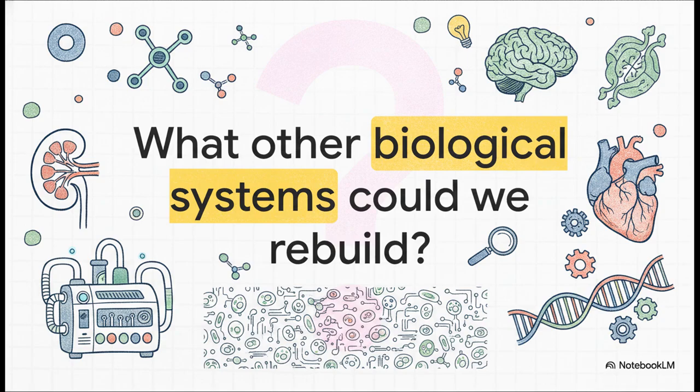And that leaves us with a pretty mind-blowing thought to end on, doesn't it? If human engineering can build a machine that flawlessly mimics the microscopic magic of our kidneys' nephrons, literally saving millions of lives in the process, what other insanely complex biological systems in the human body could we synthetically rebuild next? The intersection between human biology and medical technology is expanding every single day.